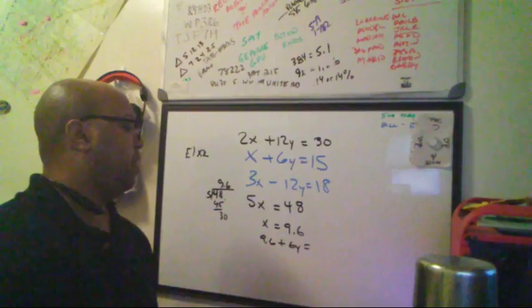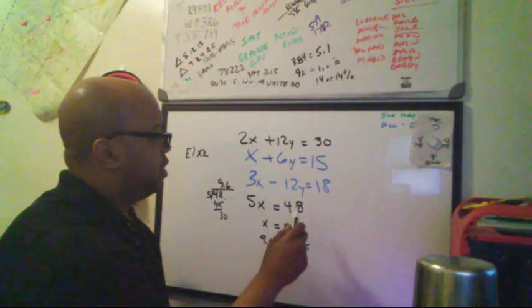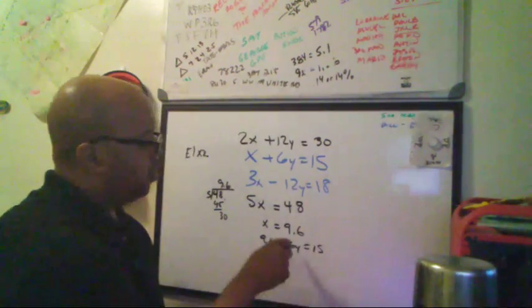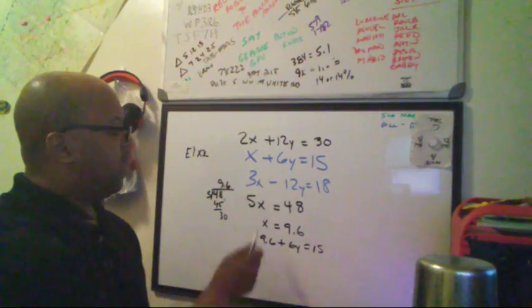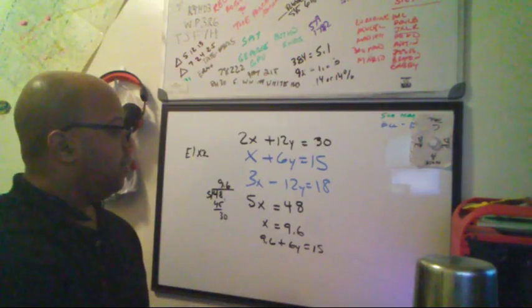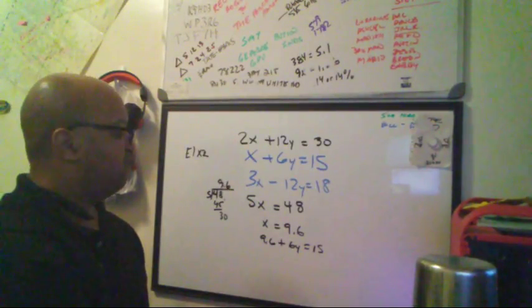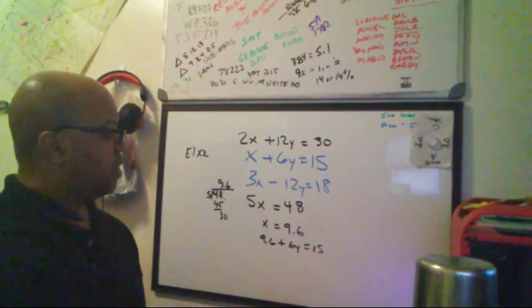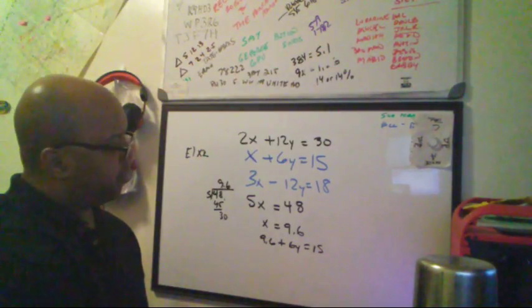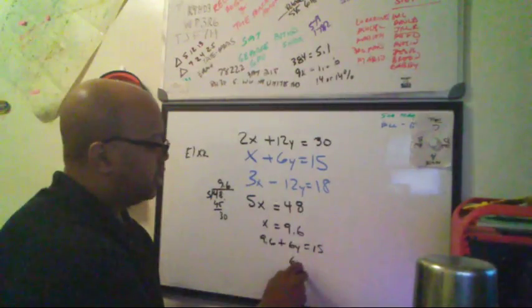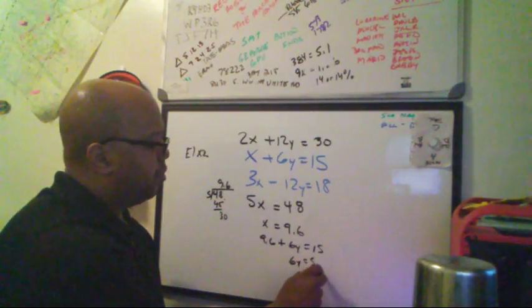Okay, and basically, what was 6y and then 15? So we've isolated y. We found out what x is, and we've isolated y. All right, now 9.6 is going to go to the other side and become negative. And if we do that, it's going to be what, 5.4? So 6y is equal to 5.4.